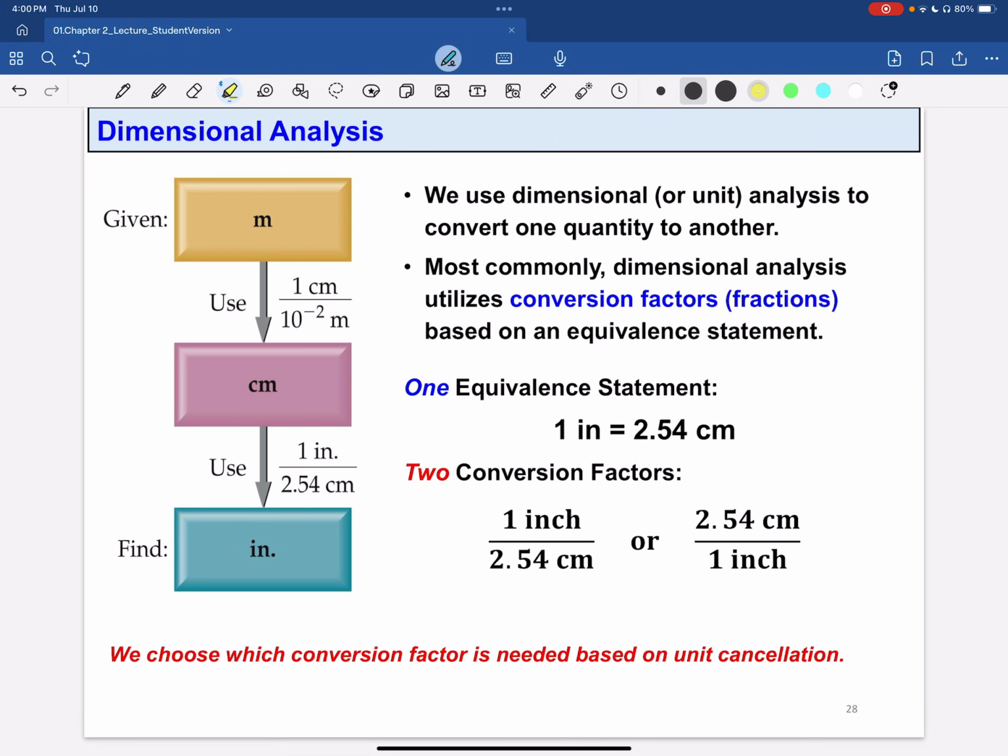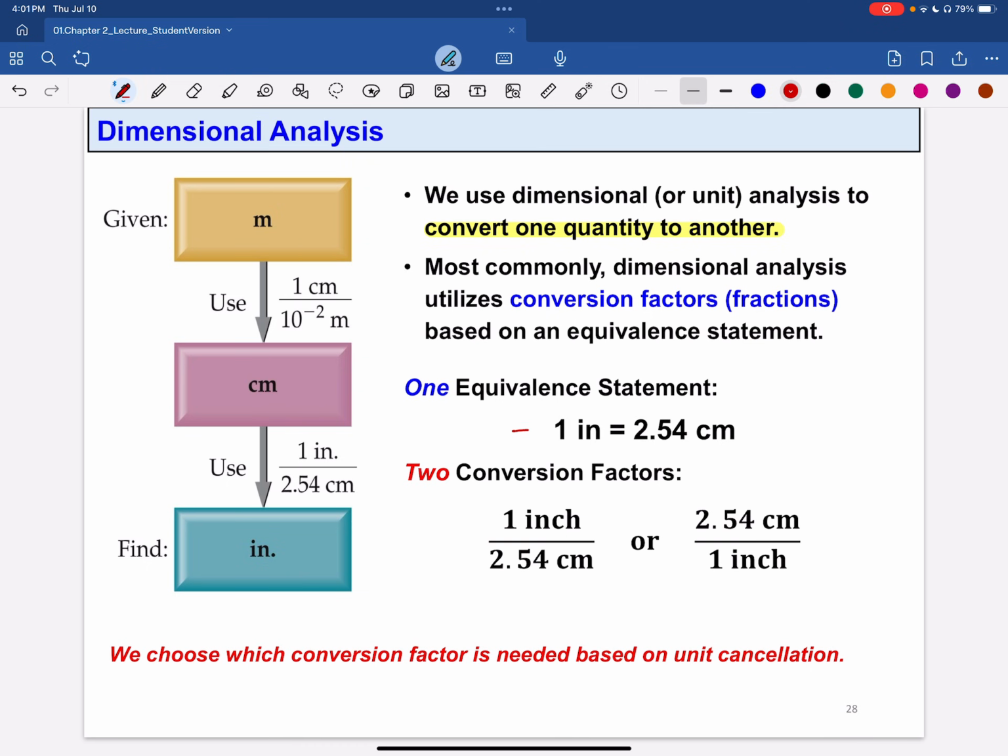Welcome. In this video, we will talk about dimensional analysis. Dimensional analysis is used to convert one quantity to another. Dimensional analysis uses conversion factors based on an equivalent statement. For example, most of us know 1 inch equals 2.54 centimeters.